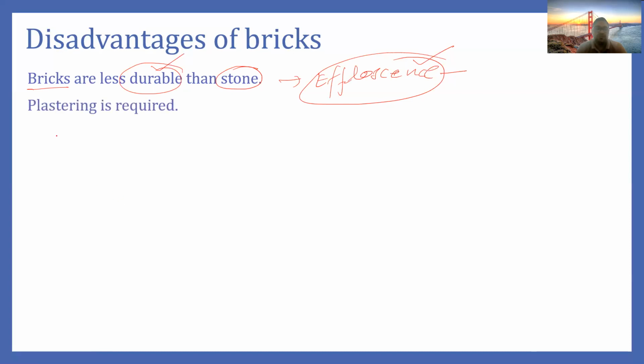And also for protection, what we generally do is apply plasters. To make bricks safer against efflorescence, we can do the plastering, but plastering will include more cost, which means they will be more costly. So that is again a disadvantage of brick.